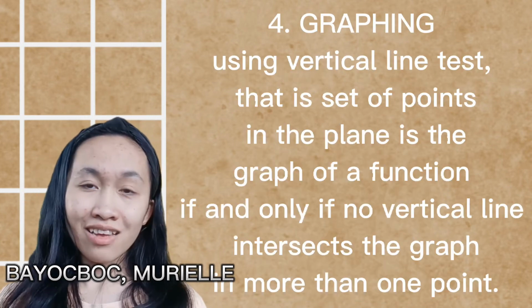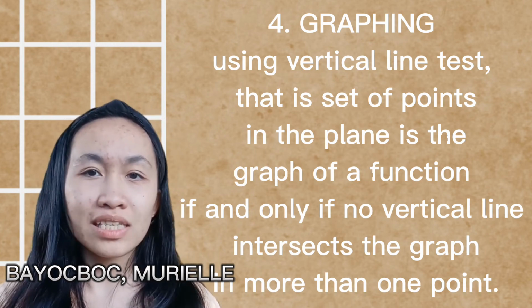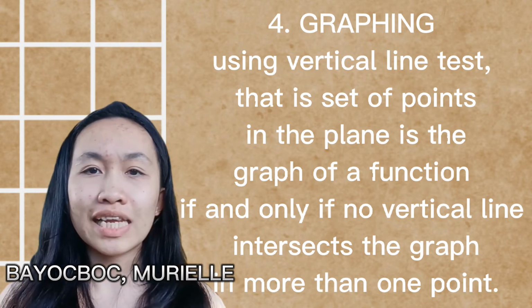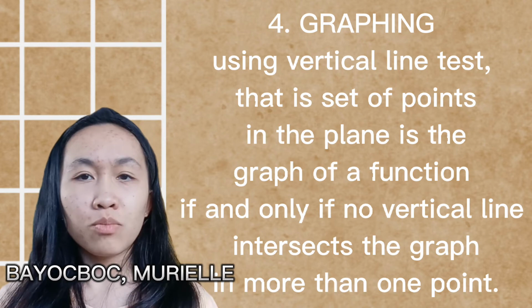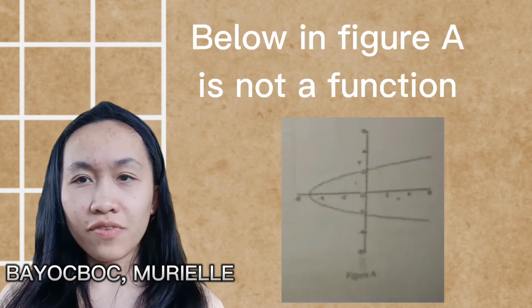Then last is graphing. Using the vertical line test, a set of points in the plane is the graph of a function if and only if no vertical line intersects the graph in more than one point. Below, figure A is not a function.